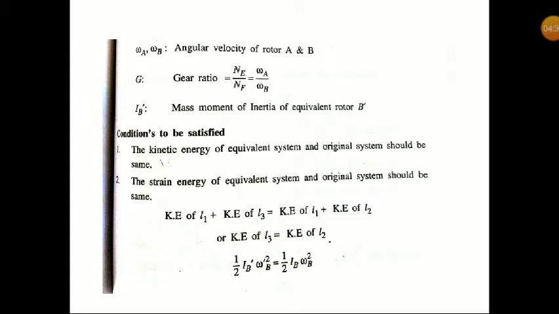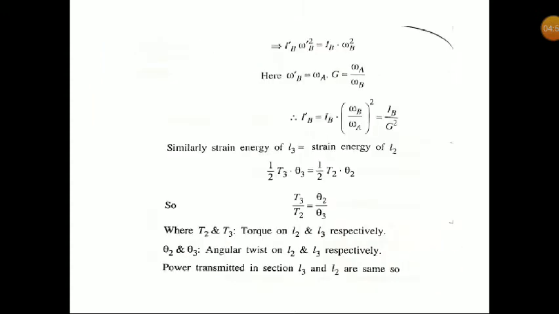And what is the kinetic energy equation? Half mv square or half I omega square. So half IB dash omega B dash square. That is why we have considered here IB dash. For the equivalent shaft we assumed two notations, IB dash and omega B dash. This is equal to half IB omega B square, that is the original shaft. So from that you are getting IB dash into omega B dash square equal to IB into omega B square.